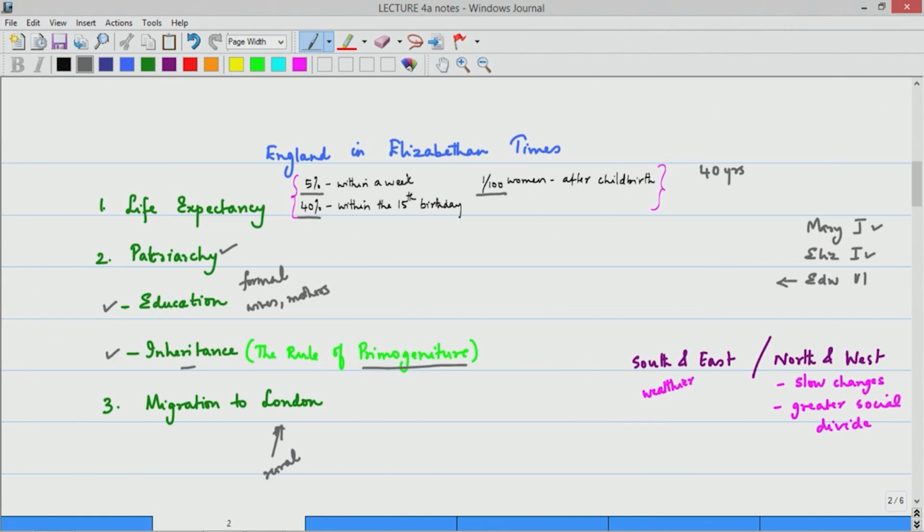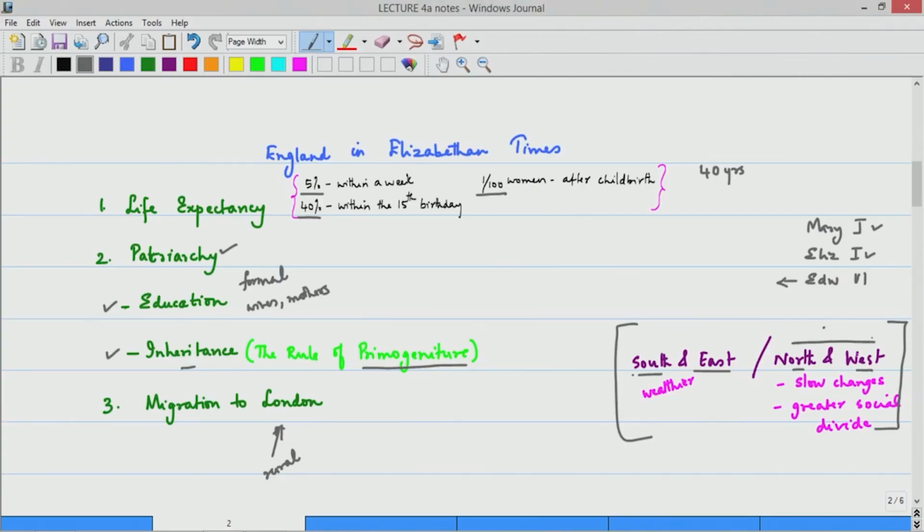And at this point, it is useful to remember that England could be divided into two parts. The south and the east part of England was wealthier than the north and the western part, and because of that there was a greater social divide between the classes in the north and the western parts. And we also find that many of the good changes, the positive changes of the various socio-political things happening to Britain, were slow to arrive in the northern and the western part.